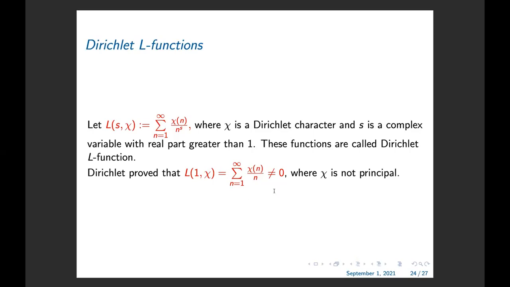But this kind of problem, where the vanishing and non-vanishing of these Dirichlet L functions are studied, is quite famous. I mean, you can say it is a hot topic nowadays.